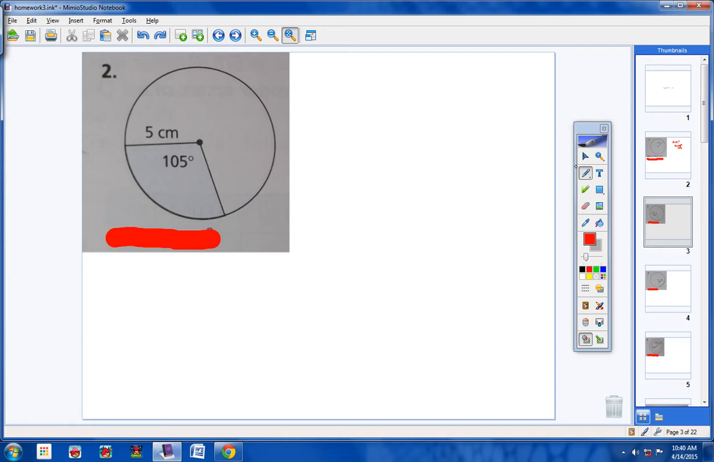So, here's what we're going to do. First of all, we're going to find the area of the entire circle. So we're going to take 3.14 times the radius squared. If we do that with our calculators, we're going to get 78.5. So the area of the circle equals 78.5, square centimeters if you want to get picky.